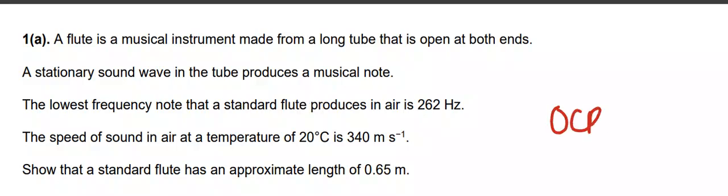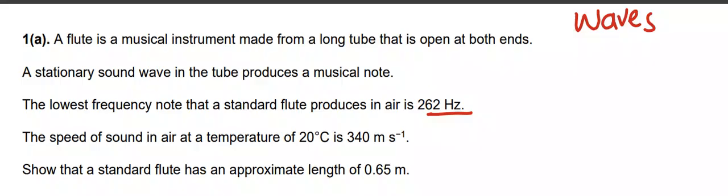We'll see our physics question to do with waves. A flute is a musical instrument made from a long tube that is open at both ends. A stationary sound wave in the tube produces a musical note. The lowest frequency note that a standard flute produces in air is 262 Hz. The speed of sound in air at a temperature of 20 degrees is 340 meters per second.